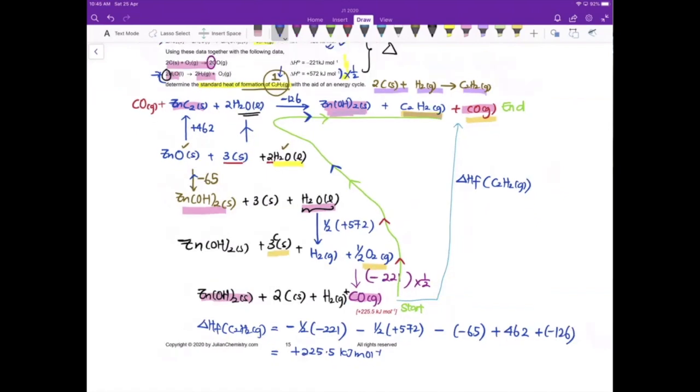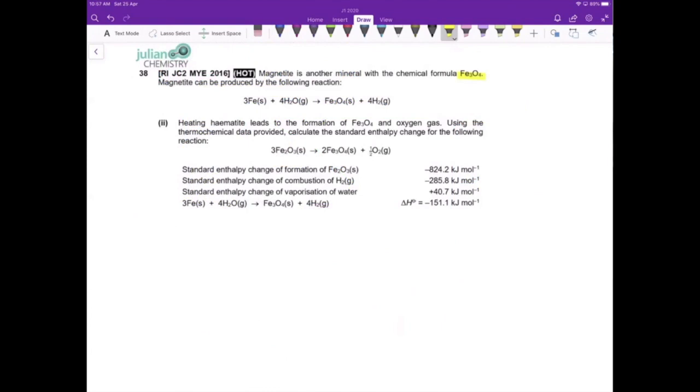Okay, now let's try another energy cycle. Magnetite can be produced by this reaction. So this is the reaction. It looks like a lot of species, so we might be able to use this as the overall. Then they say heating leads to the formation of oxygen gas. So they give you another equation here. Using the thermodynamic data provided, calculate the enthalpy change for the reaction. So they want you to calculate this.